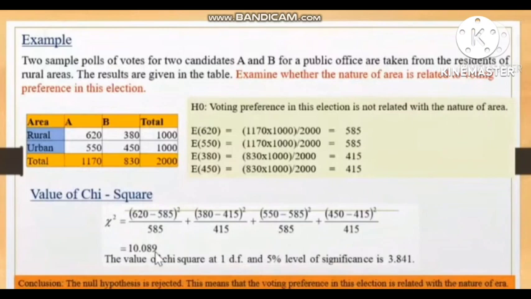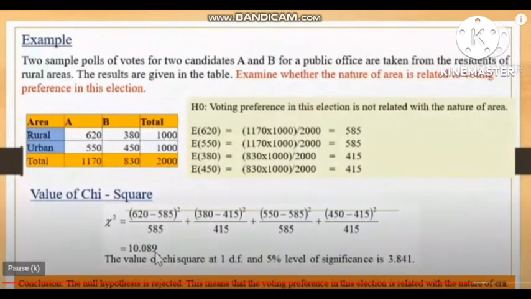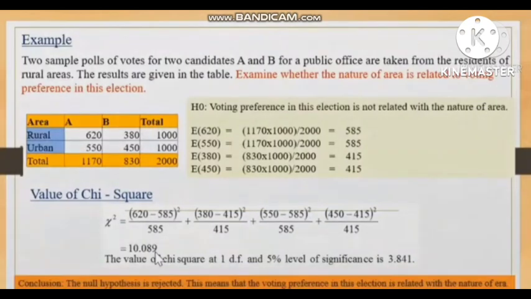You can calculate degree of freedom in all contingency tables: number of rows minus 1 multiplied by number of columns minus 1. Here number of rows is 2, so 2 minus 1, 1. Number of columns is 2, so 2 minus 1, 1. 1 into 1, that is 1. So here degree of freedom is 1.